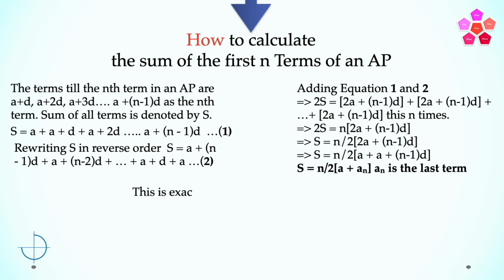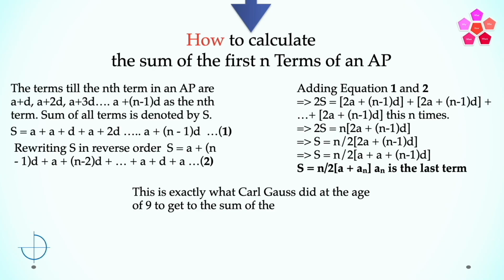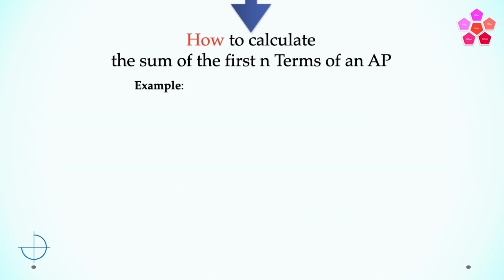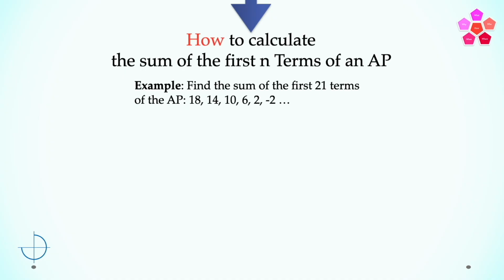This is exactly what Carl Gauss did at the age of 9 to get the sum of the first 100 numbers. We have taken a full circle, started with the story and ended with the explanation. It is time we look at some applications also. Let's take an example. Find the sum of the first 21 terms of the AP, that is 18, 14, 10, 6, 2, minus 2 and so on.